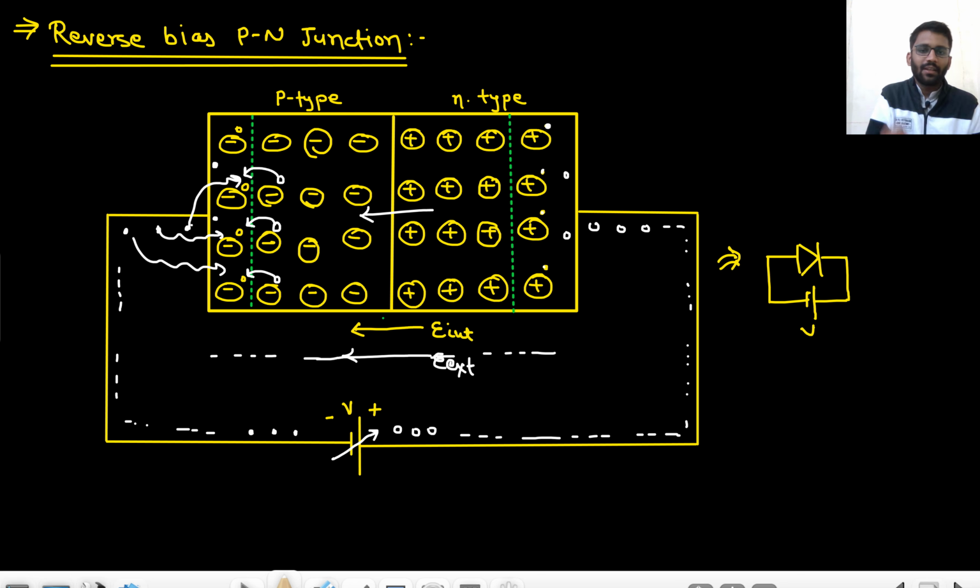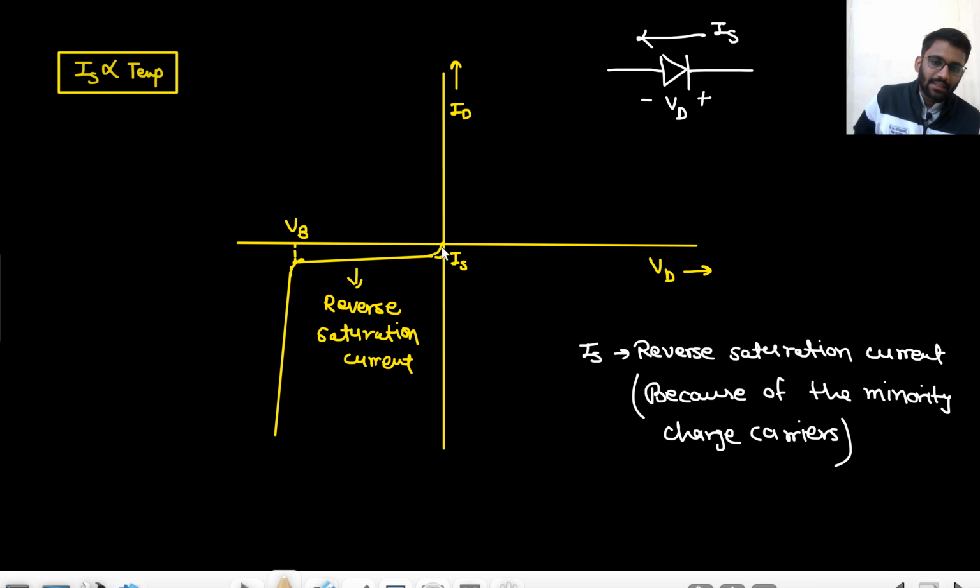So what is happening? The depletion width is increased, and now there are these holes. Because of the high electric field, these holes will feel a force towards the p-type region, and this negative terminal of the battery will attract those holes and will generate some current, but the current will be very small because there is a very small amount of holes and electrons. They are minority charge carriers, and because of that there is always some small current IS.